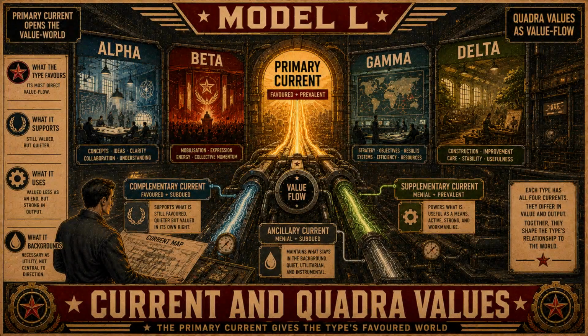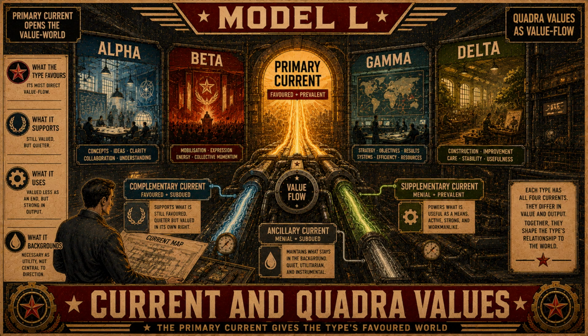Now we can connect current to something more familiar in socionics, Quadra values. In classical socionics, the valued functions are one of the main ways we understand a type's quadra. Alpha, beta, gamma, and delta are not just social clubs or personality atmospheres. They describe different patterns of information that a type tends to treat as meaningful.